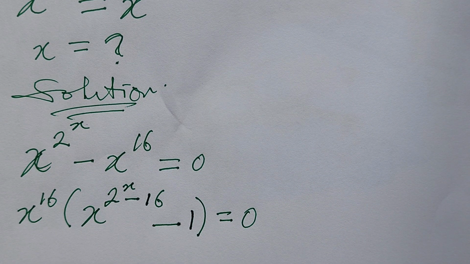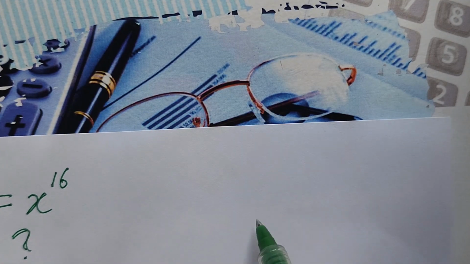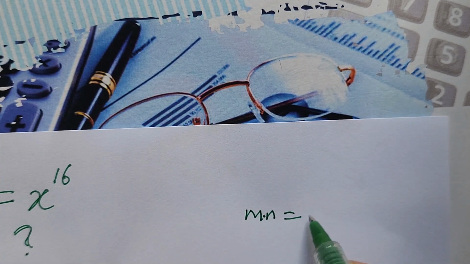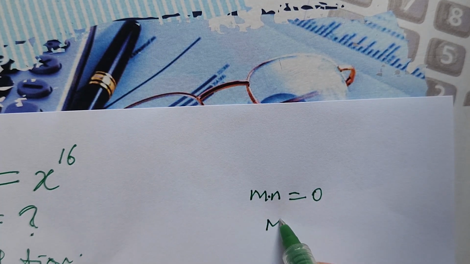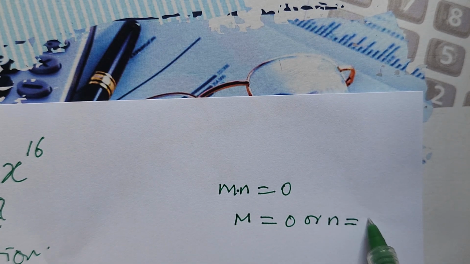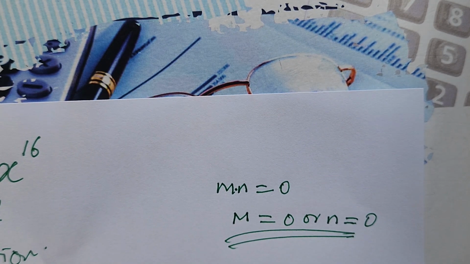We apply the zero product rule whereby we equate this to 0, we equate this to 0. Remember that law? It says that if you have mn, that is m times n equal to 0, then m is equal to 0, or we have n equal to 0. I want to apply this here now.